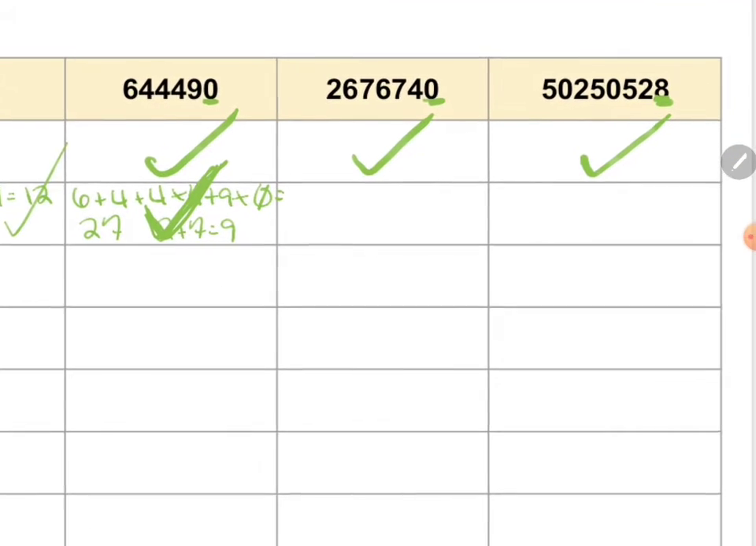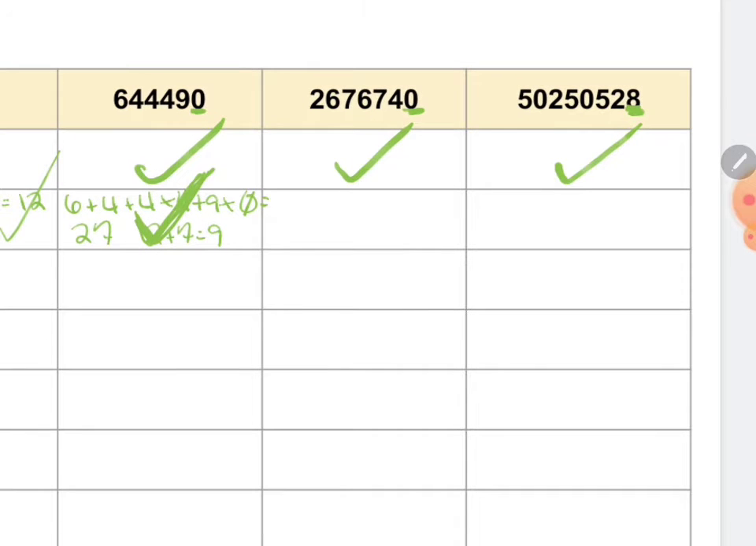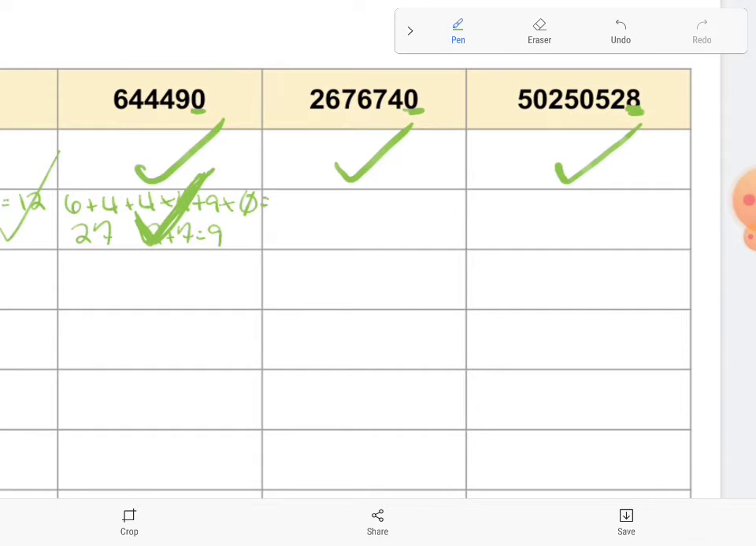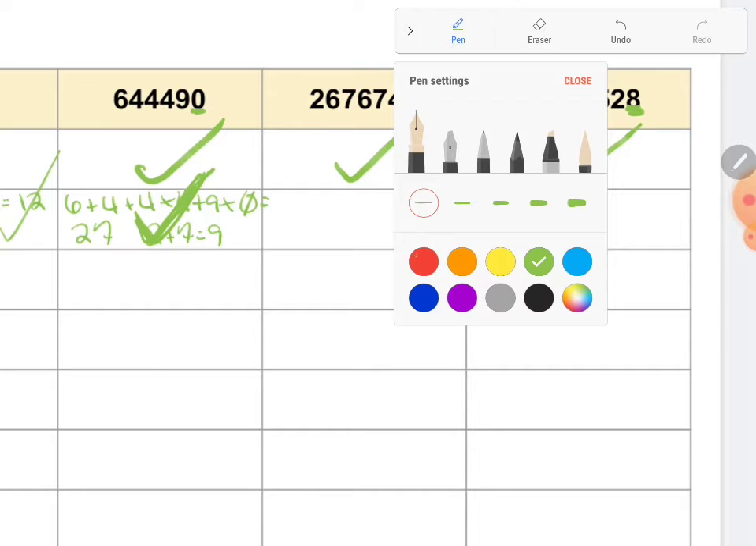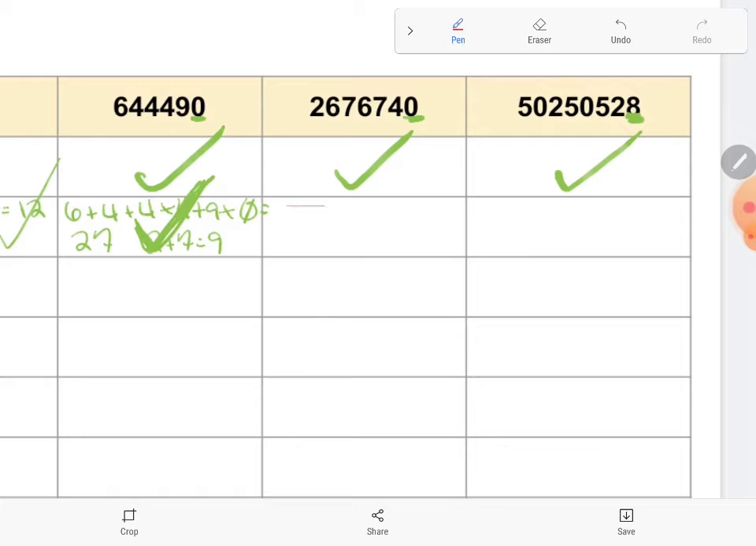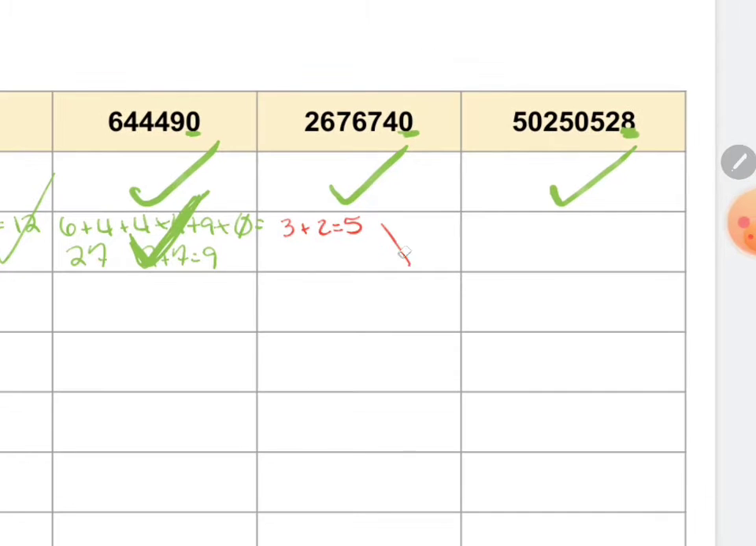You can do the same thing with this one. I'm actually running out of a little bit of writing room, so I'm going to go ahead and add all the digits together. You're welcome to write it out. We're just going to do 2 plus 6 plus 7 plus 6 plus 7 plus 4 plus 0, which is going to give us 32. If you want to take that a step up, you're going to add 3 plus 2, which is going to give you 5. And 5 is not divisible by 3. Therefore, this number is not going to be divisible by 3.